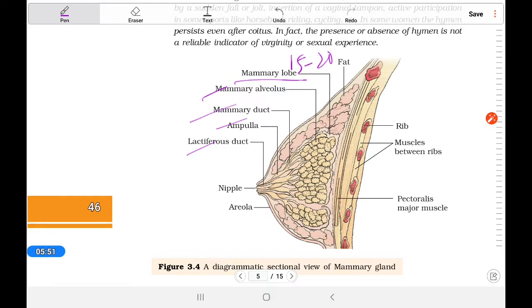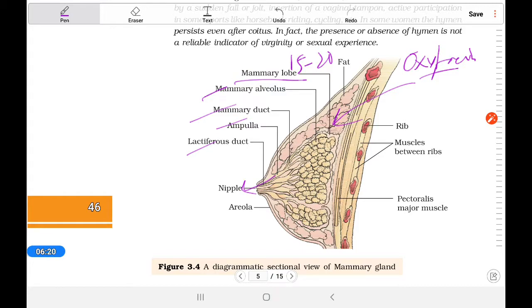Mammary alveoli have milk secreting cuboidal cells, and the lactiferous duct can manufacture colostrum. Colostrum, you know, is the first milk sucked by the baby. You know that the oxytocin hormone helps to eject that milk secretion.